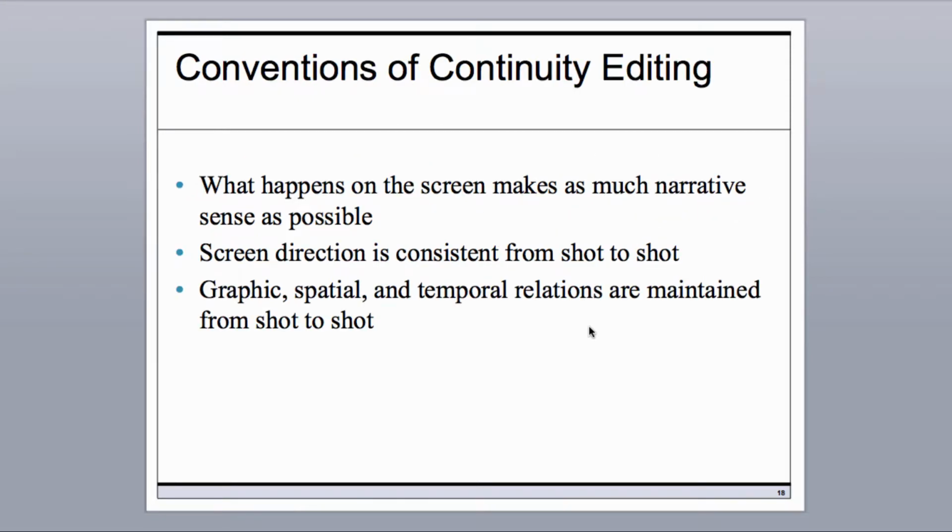So continuity editing is what you experience every time you go to a film in most situations. It's got to have some continuity for you to follow the story, but most of it is done in order. It makes sense all the way through. Screen direction is consistent from shot to shot. There are graphic, spatial, and temporal relationships that are maintained from shot to shot. It doesn't look sporadic or out of place.